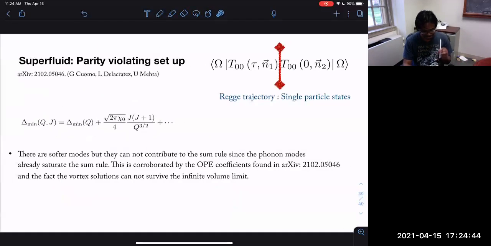Okay, so now comes Masaki's question. What happens in the parity violating superfluid? So recently, Gabriel, Luca, and Umang wrote down a nice paper where they saw these extra excitations, which scale as Q to the power 3/2. So these are softer modes, but what happens? In their setup, the ground state has spin equals 0. They also have this phonon mode. So the phonon modes and the vortex modes coexist.